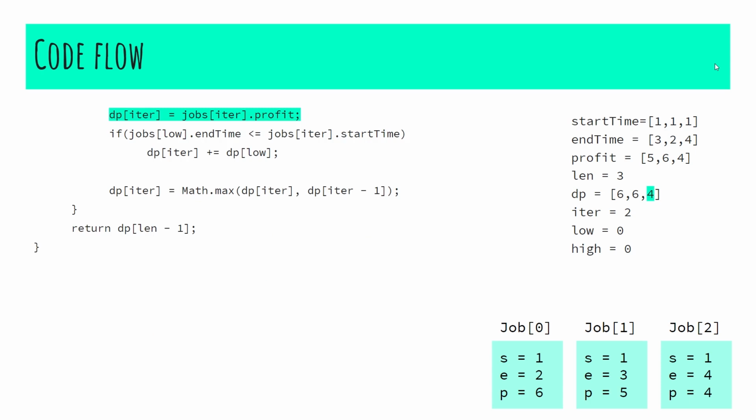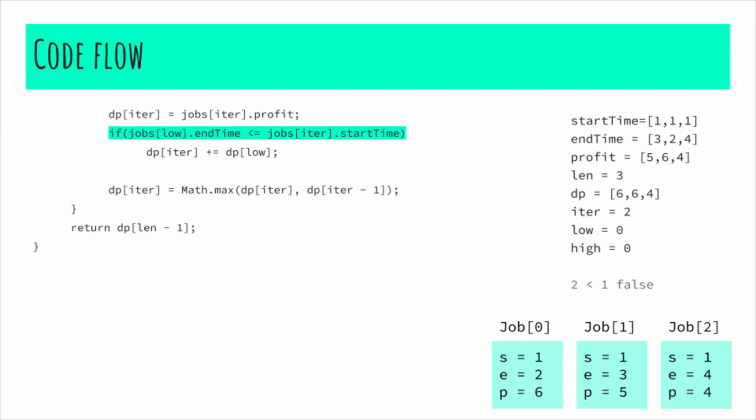Now I'm going to initialize the last index of the DP array with the profit of the job that I have picked. Currently the job we have picked has a profit of 4. Therefore, I'll be initializing the last index of DP array as 4. Now I'm going to check whether the end time of the first job is less than the start time of the current job I have picked. Since low value is 0, the job of 0 has end time of 2 and the current job has start time of 1. Since 2 is not less than 1, we'll be moving to the next statement.